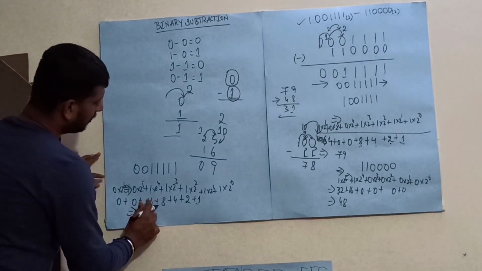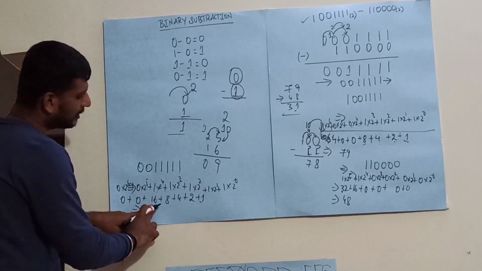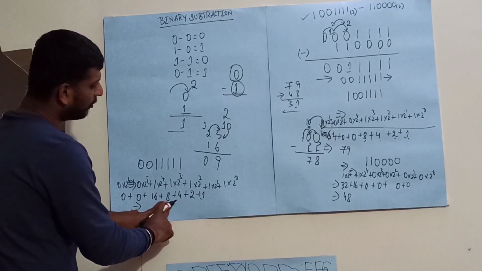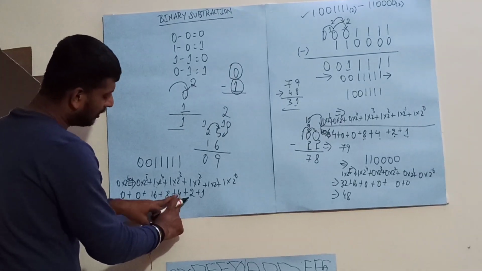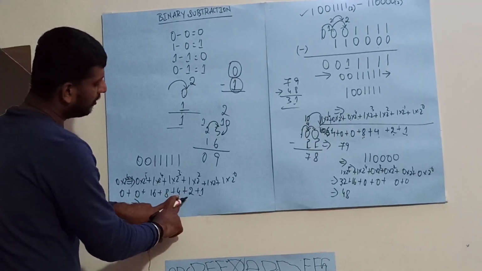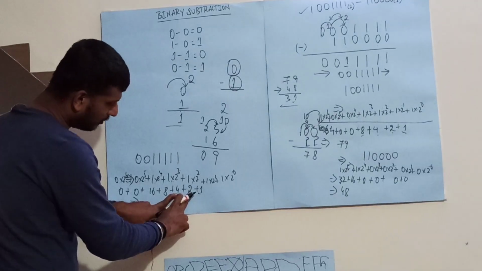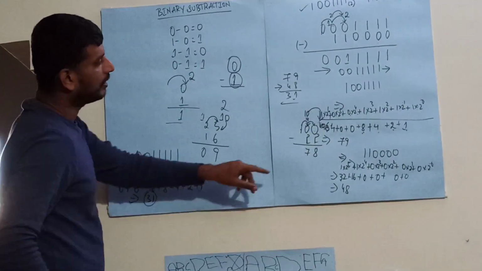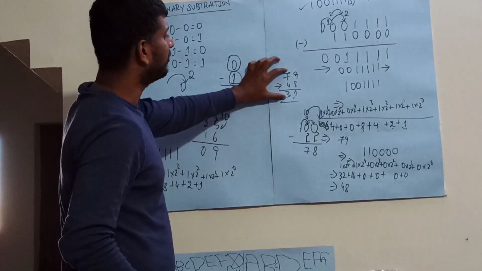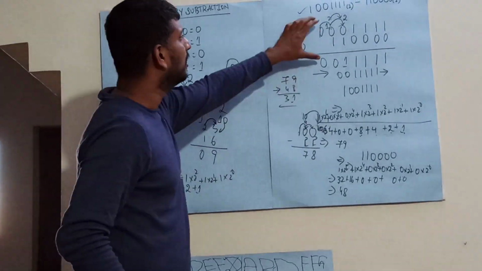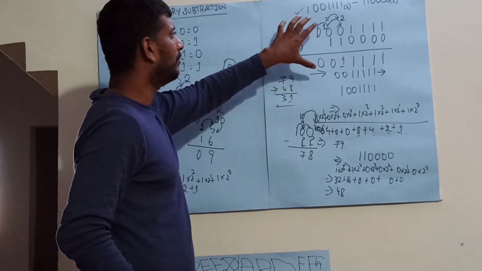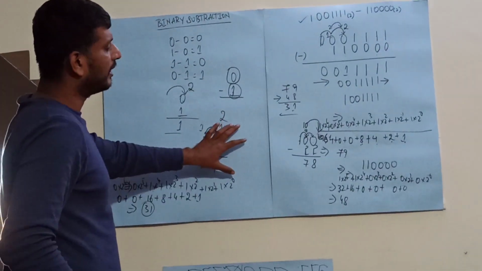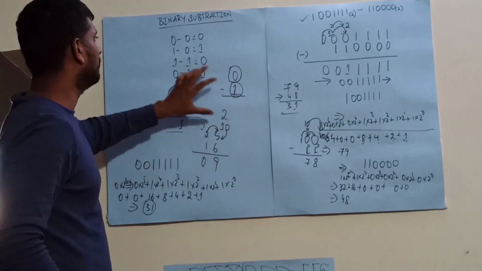So I am adding all these values. 16 plus 8 is 24. 24 plus 4 is 28. 28 plus 2 is 30. 30 plus 1 is 31. So you can see over here, directly if I subtract also I am getting 31. Even if I make use of the binary subtraction, I am getting 31. So this is how exactly you perform the binary subtraction.